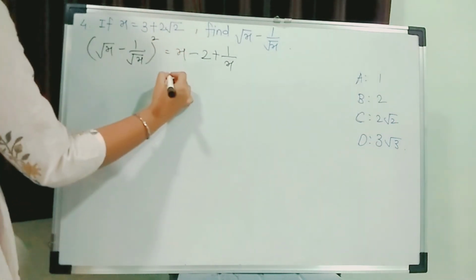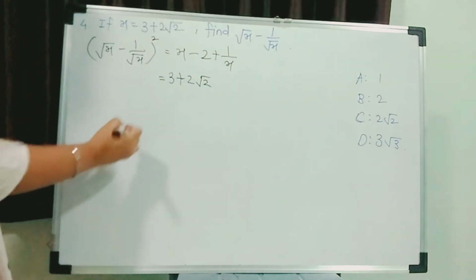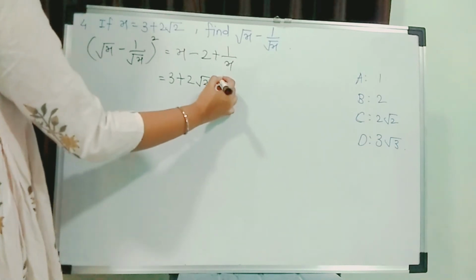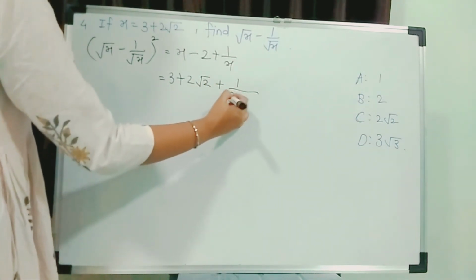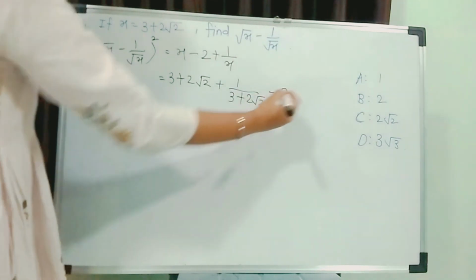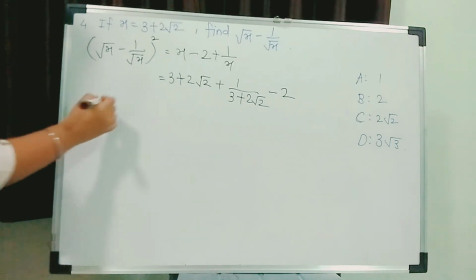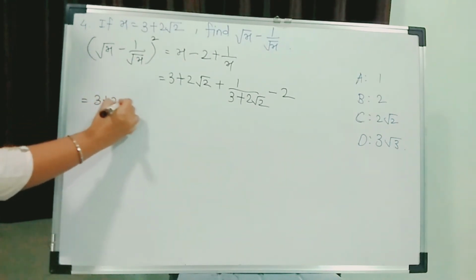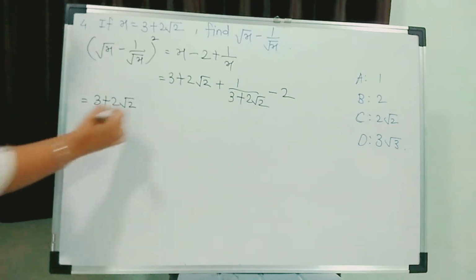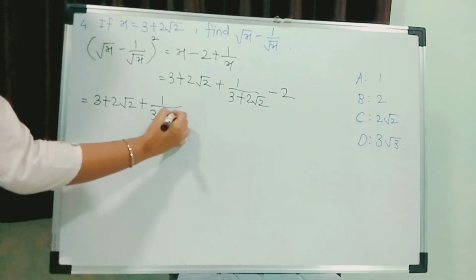Okay. Now I will substitute these values here. x is 3 plus 2 root 2. First I will take this 1 upon x, 1 upon 3 plus 2 root 2, and minus 2 I will write here. Now, 3 plus 2 root 2 plus 1 upon 3 plus 2 root 2.